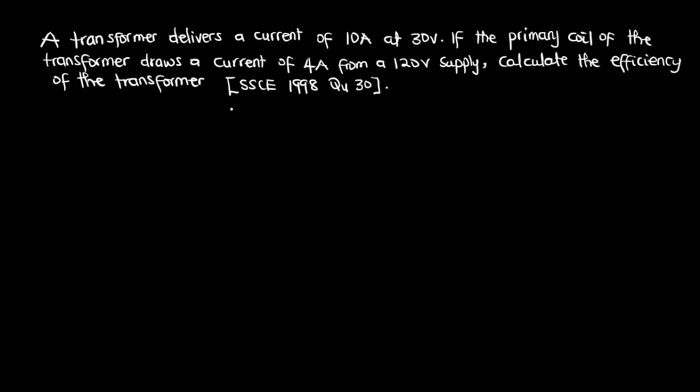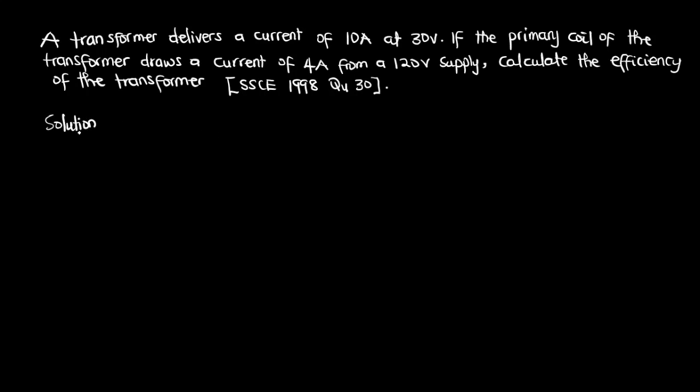We have a transformer that delivers a current of 10 amperes at 30 volts. If the primary coil of the transformer draws a current of 4 amperes from a 120 volt supply, we are to calculate the efficiency of the transformer. Now this is very easy and very straightforward. So let's look at the solution.